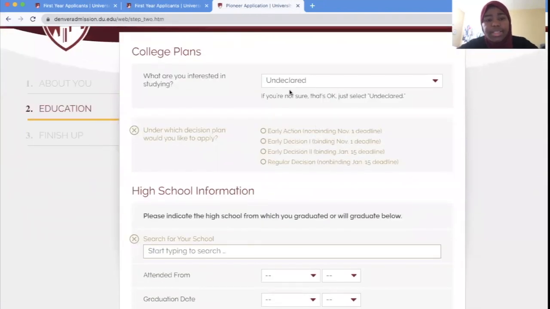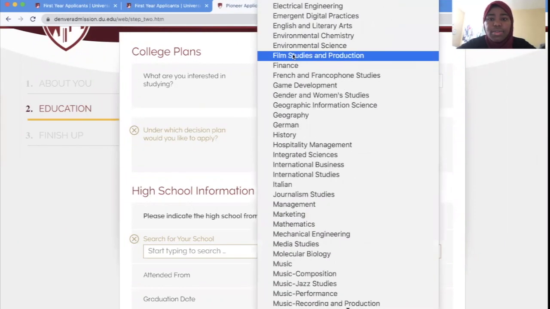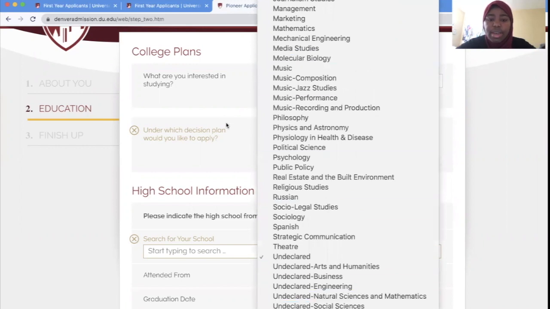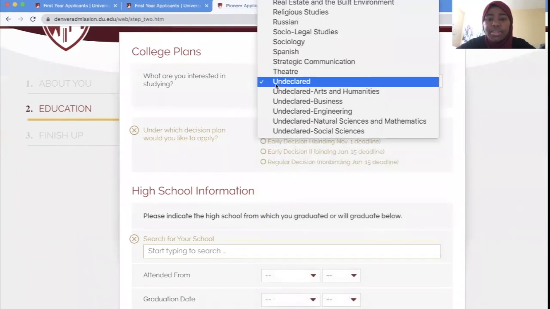And then college plans. So we are interested in knowing what you plan on studying. If you don't know what you want to study, that's totally fine. We have the option for undeclared.